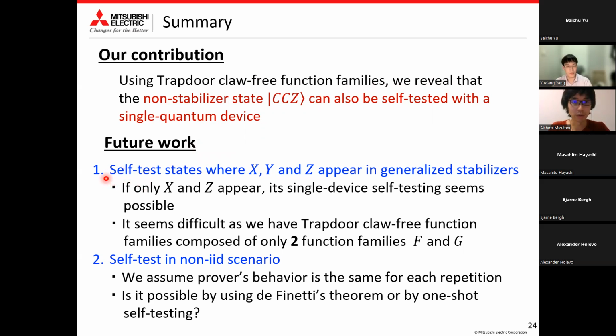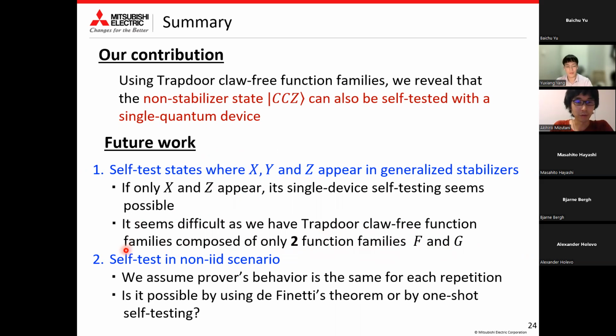The first future work is to self-test states where all the Pauli operators appear in their generalized stabilizers. If only X and Z appear in the generalized stabilizer, I think single device self-testing seems possible, but it seems difficult to solve this problem because our trapdoor claw-free function families are composed of only two function families, F and G.